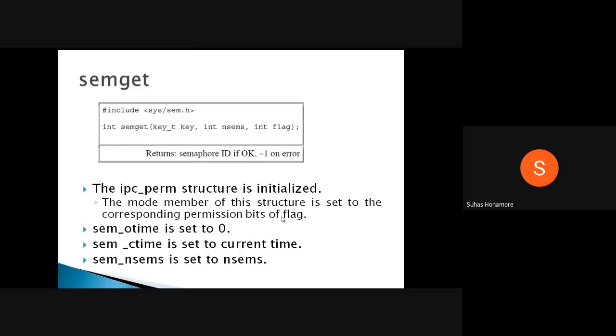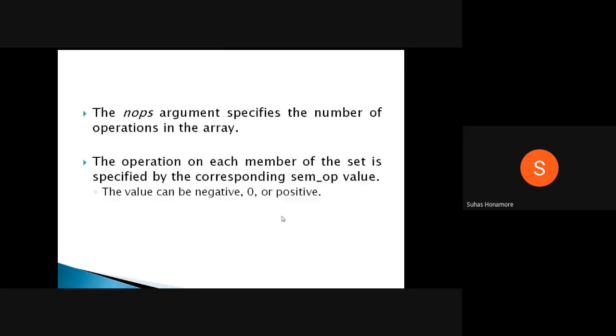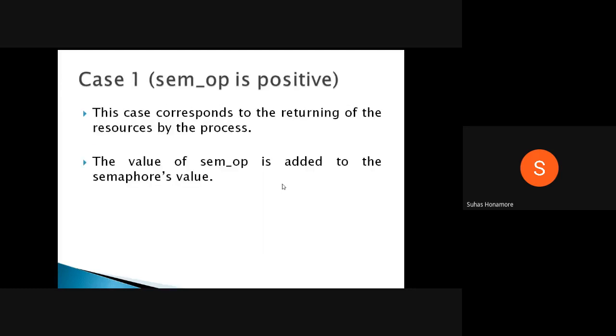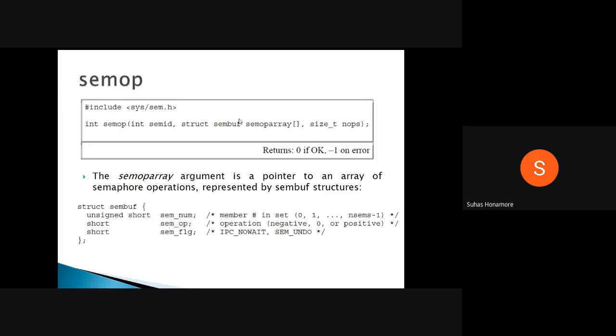So depending on whether this flag, IPC_NOWAIT, is mentioned or not, it will check and increment the number of waiting processes, then it will wait. Like that, operations you can do. Once again I will repeat for semaphore operations. Any process that wants to do some operation, at that time this function, semaphore operation, will be called.